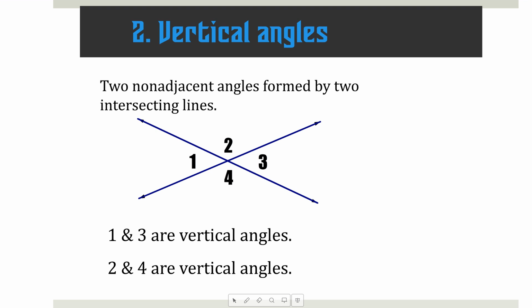As it says on the screen, 1 and 3 would be vertical angles. 2 and 4 would be vertical angles. 2 different pairs in that one picture.